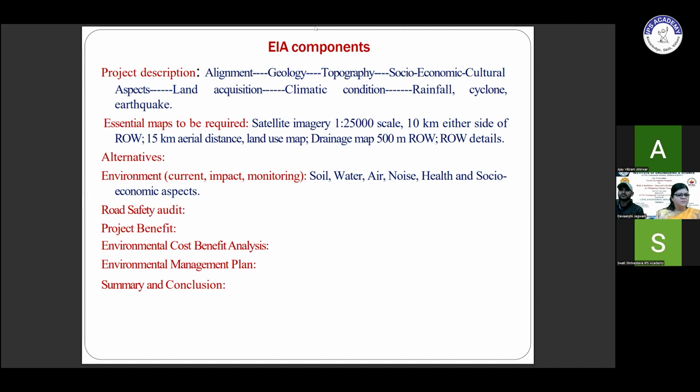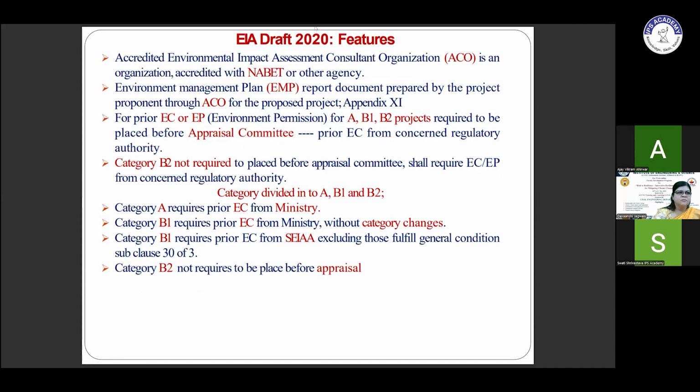Then alternatives: various alternatives of the highway are possible, so all alternatives should be there. Then environmental condition, the current condition before the project, during the project, and after the project. Monitoring should be done continuously. Then road safety audit, project benefit, environmental cost benefit analysis, EMP, environmental management plan, summary and conclusion. Okay, like this.